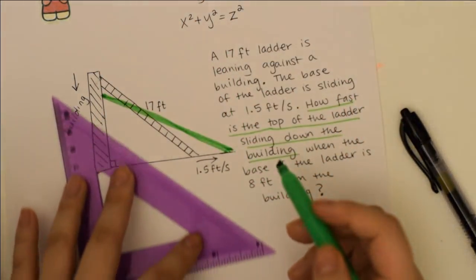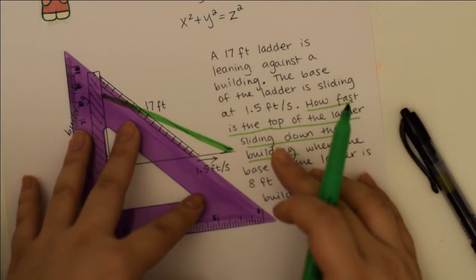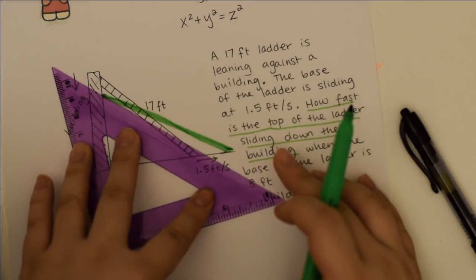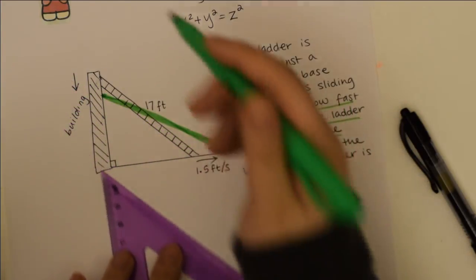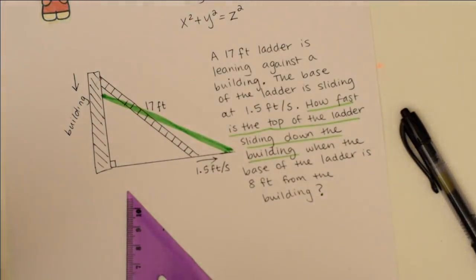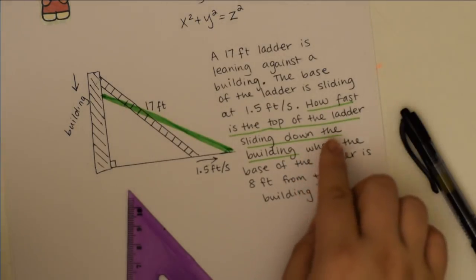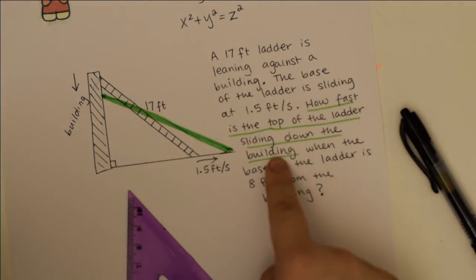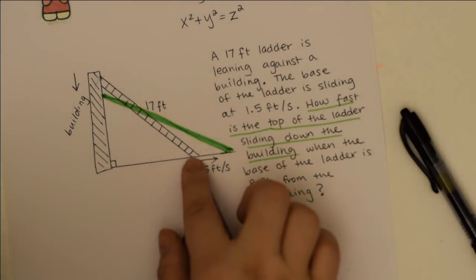You'll see that as the base gets pulled out that way, the top is going to start falling down, naturally. So it's saying at the particular instant, how fast is the top of the ladder sliding down when the base of the ladder is 8 feet from the building.